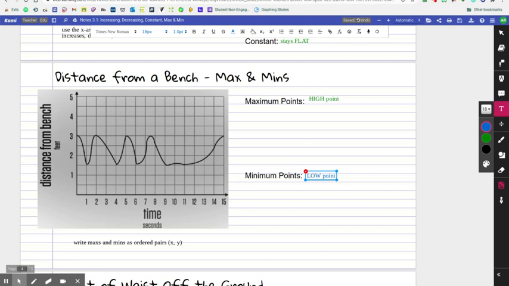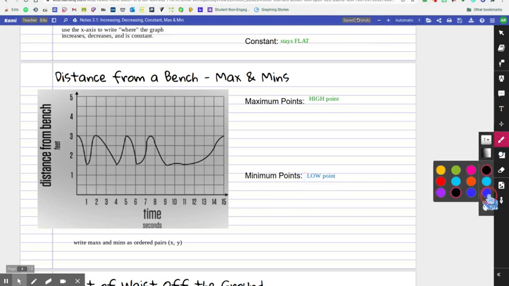Okay. So before we write these all out, what we're going to do is go through and figure out where our max points happen and where our low points happen. Now, I'm going to do maximums in green and minimum points in blue because last time I did them in Christmas colors and that made me sad. I do not like the colors red and green together.